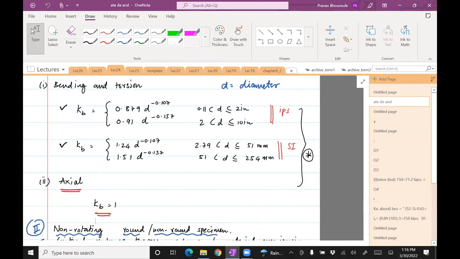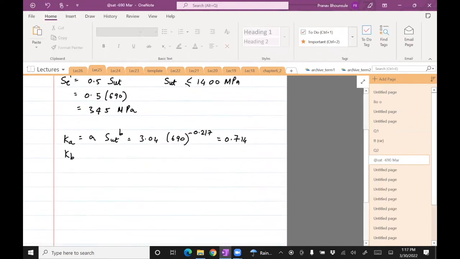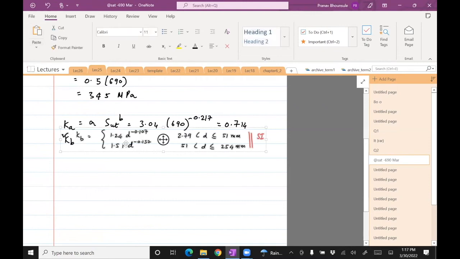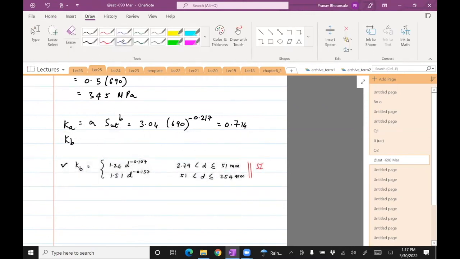Okay, so we're looking at this in SI units. Yeah, everything is in SI. So let's just pick the one for SI. Okay, this is just for reference. You don't have to copy this. This just came from somewhere else.